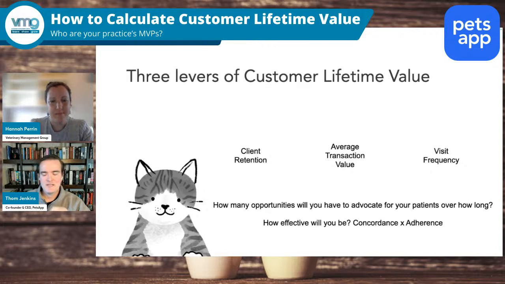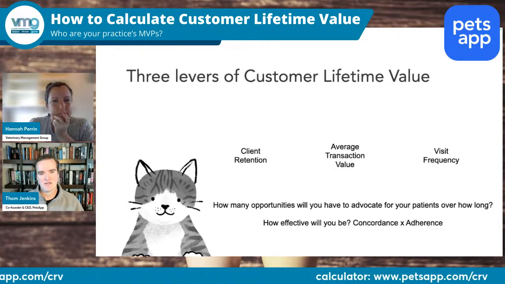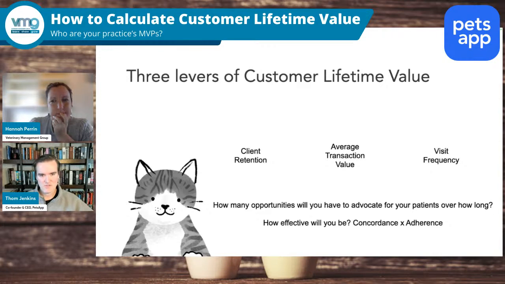And then once you've got your number, the next thing you want to think about beyond just calculating it once, that number in isolation doesn't make a whole lot of sense. What we want to do now is look at, well, how can we increase the average lifetime value of a customer? And there are three main levers. Improve your client retention, so reduce the rate at which you're churning through clients. Improve the average transaction value. Improve the visit frequency. So have them visit you more often, have them spend more with you on each visit, have them stay with you for a longer lifetime.